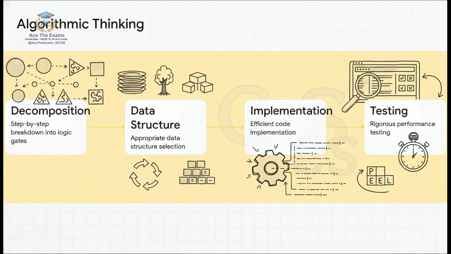Second, appropriate data structure selection. You've got to choose the right tool for the job. Is it a 1D array, a 2D array, a linked list? Third is efficient code implementation. This is exactly where your perfectly initialized constants come into play to maintain total code stability throughout the program's execution.